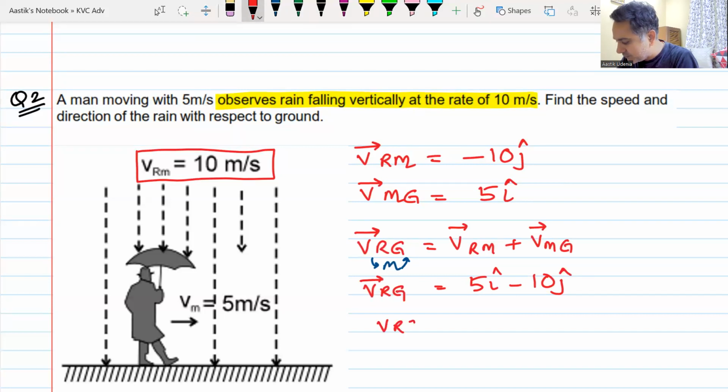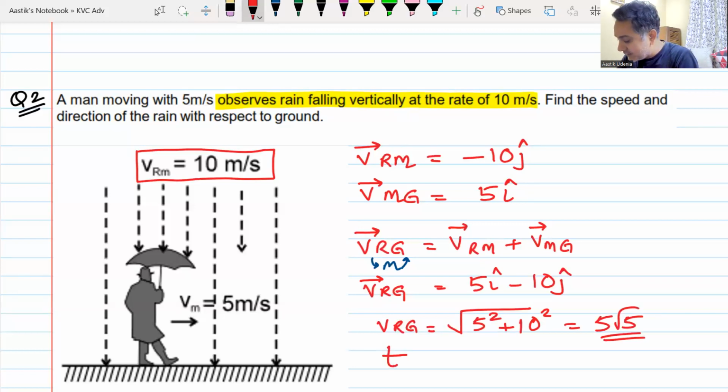I can now find the magnitude. Magnitude will be speed. Magnitude of velocity is speed. Instantaneous velocity I'm talking about. So the magnitude will be square root of 5 square plus 10 square. So I think it will be 5 times root 5. Yes or no? Yes, sir.